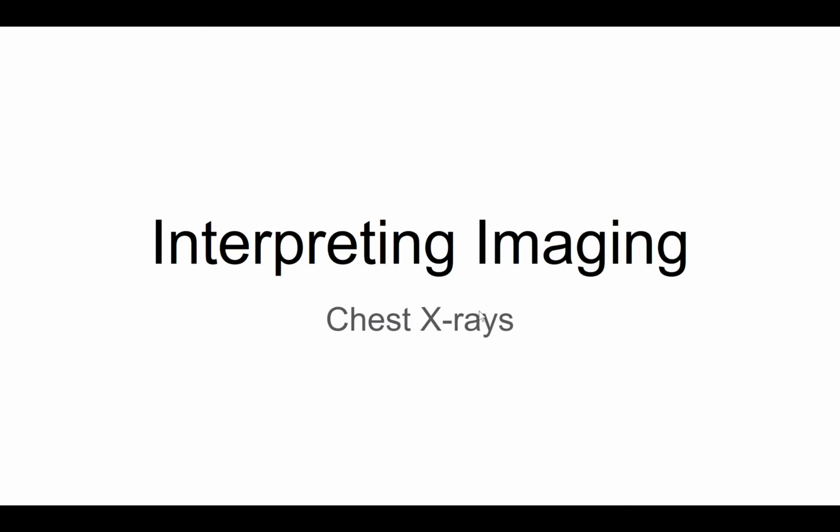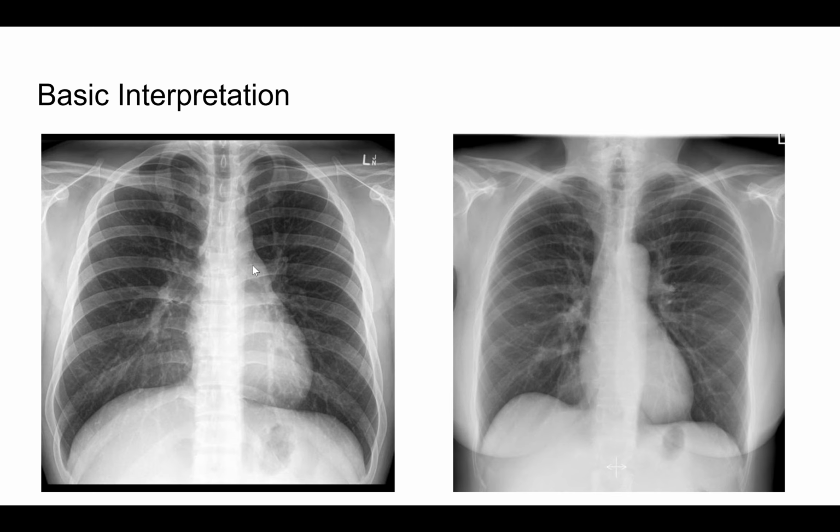Hi everyone, so this is part 2 of interpreting imaging, and today we are going to discuss some of the basic interpretation of the chest x-rays. So here are two chest x-rays that are normal. This is of a male and this is of a female. So we will discuss what some of the things are.